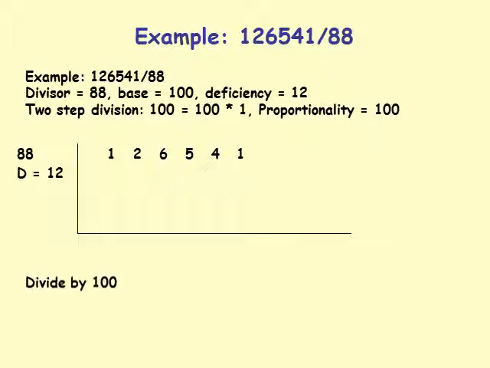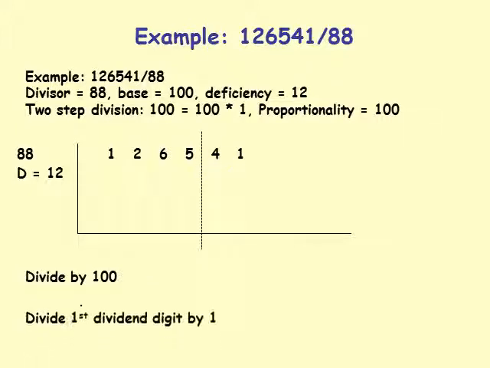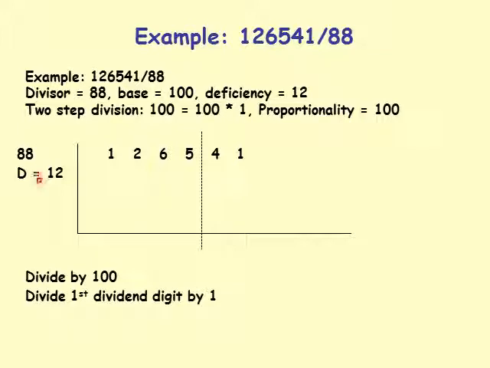The first thing we do is divide by 100. Then we divide by 1 and make adjustments. When I divide 126541 by 100, I get 1265 remainder 41, or 1265 decimal 41. Now the first dividend digit is 1. We would divide that by the second division, which is 1.